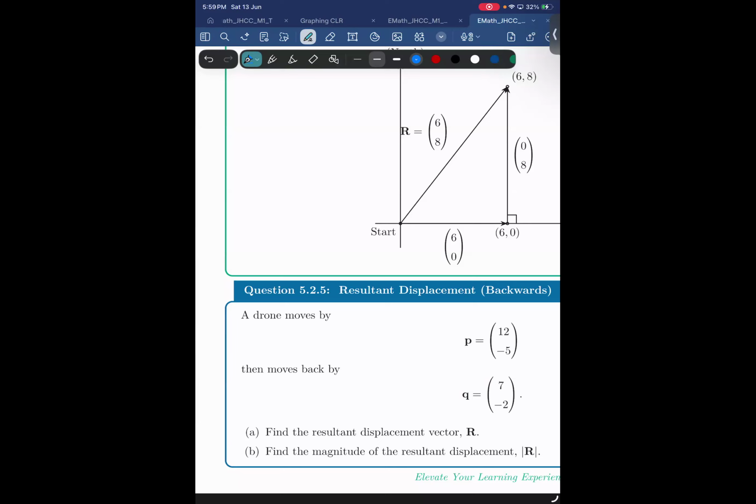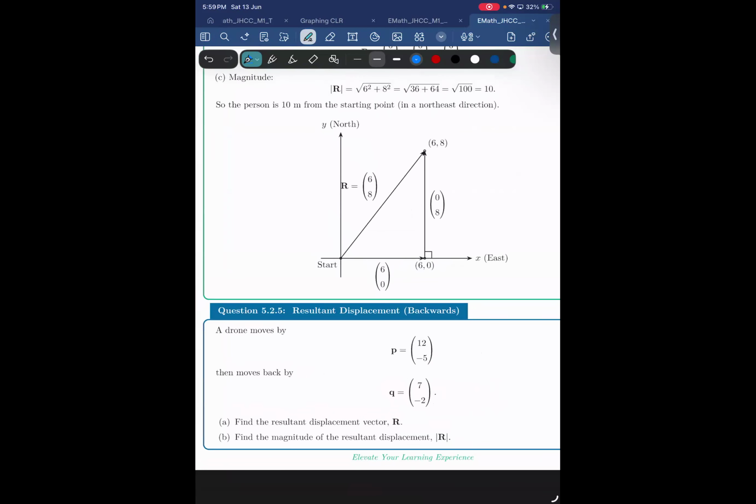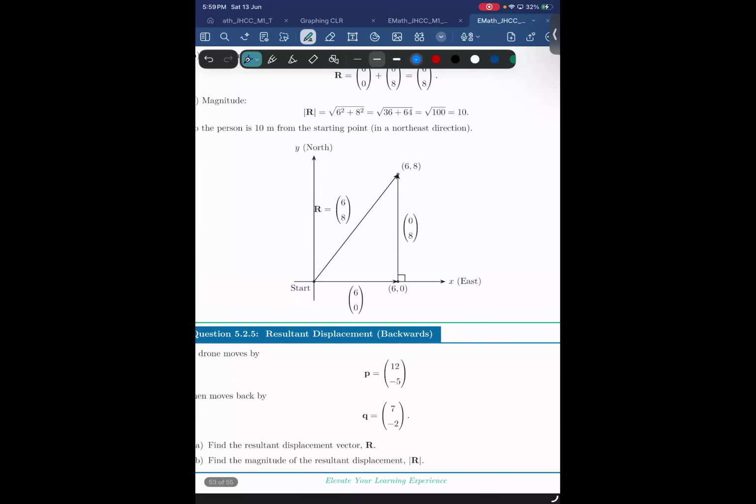So here, the only thing to take note of is this thing called moving back. So moving back would suggest that you don't want to add it, you want to actually subtract it. So the resultant displacement vector R will be equal to P minus Q instead of P plus Q. So 12 minus 5, minus 7 minus 2, so it will be 5, minus 3.